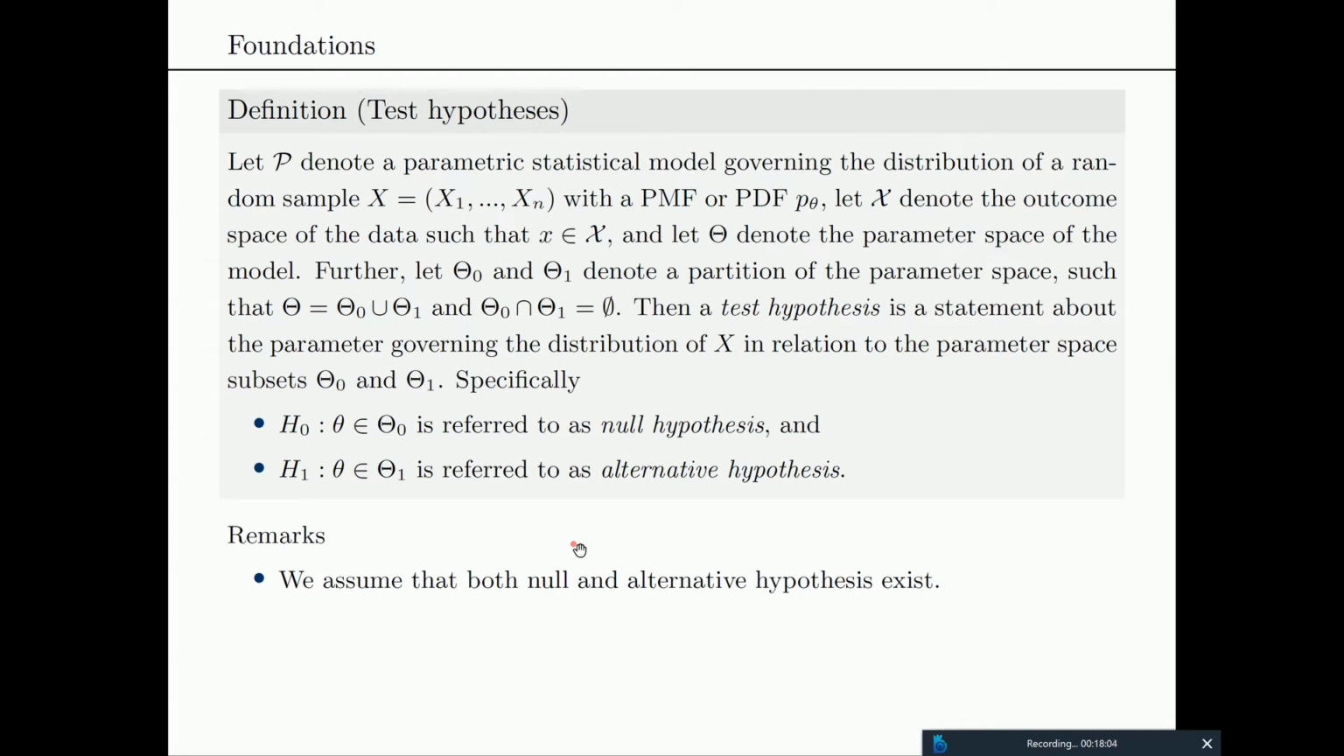One thing that is important here, because we will discuss what is known as Neyman-Pearson hypothesis testing. We will assume that both the null and the alternative hypothesis exist. The reason that we are discussing Neyman-Pearson statistical testing is essentially because we are also interested in power calculations.